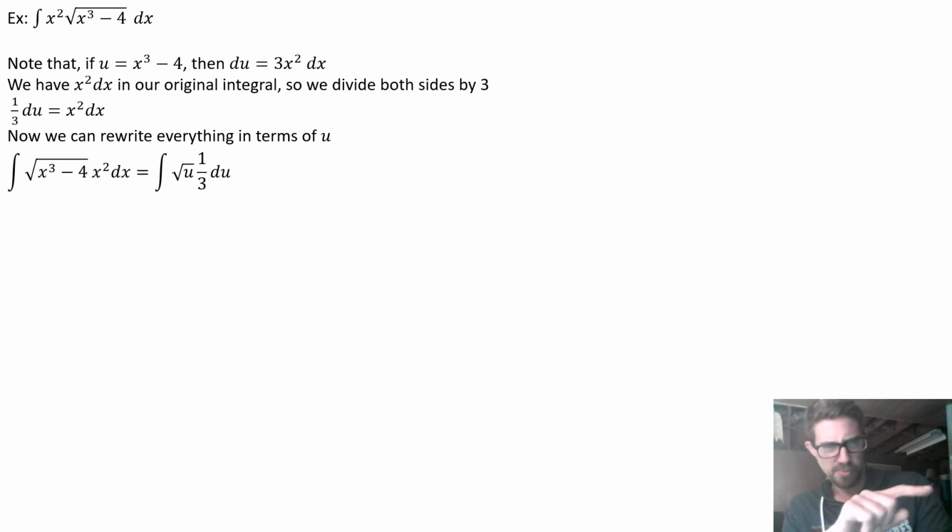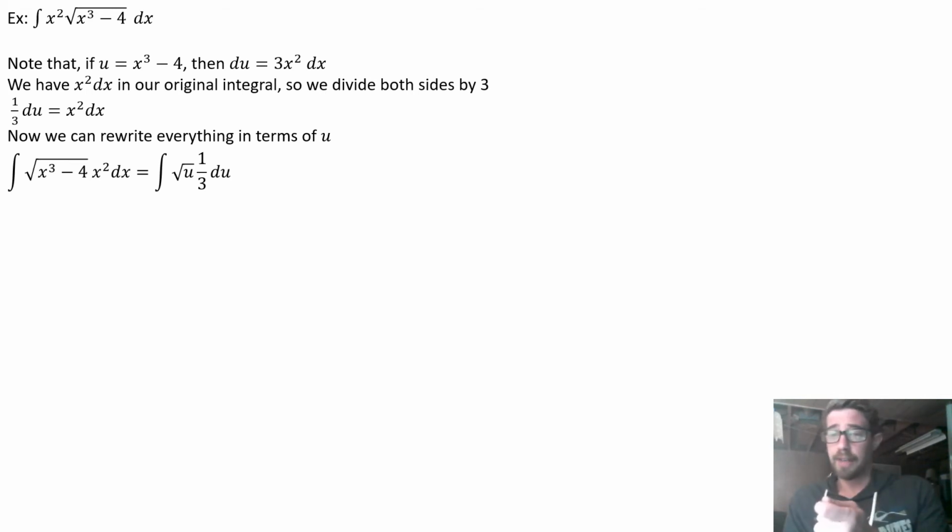All right, so see what I'm saying? I rearranged the original integrand. So now it's the same thing. I just put that over there. So the square root of x cubed minus 4 just becomes square root of u. And the x squared dx becomes 1/3 du. Now our integral is simple.